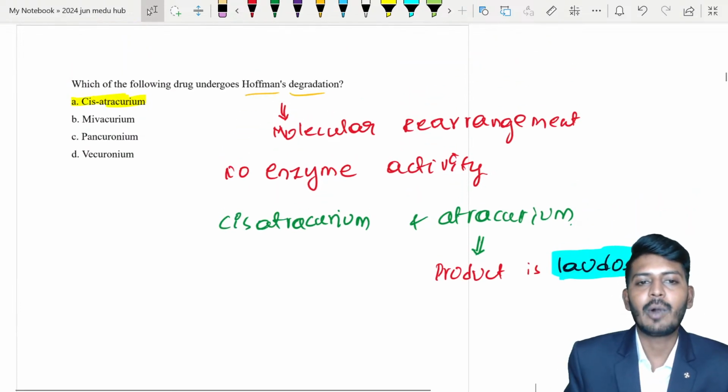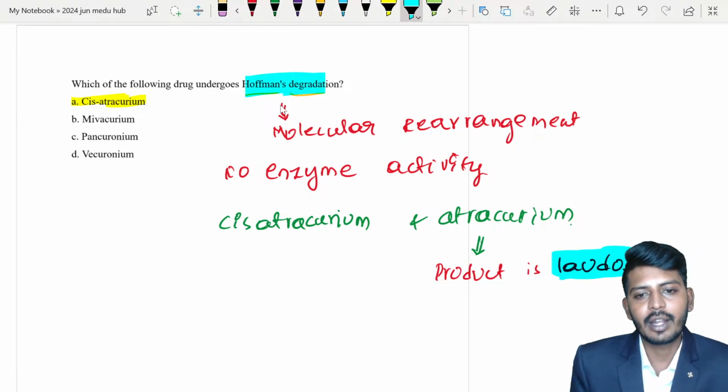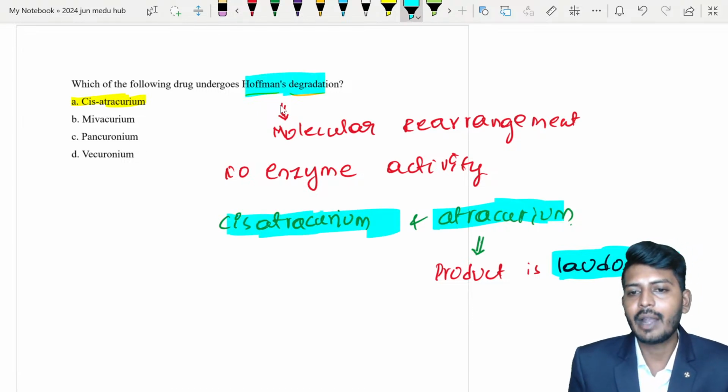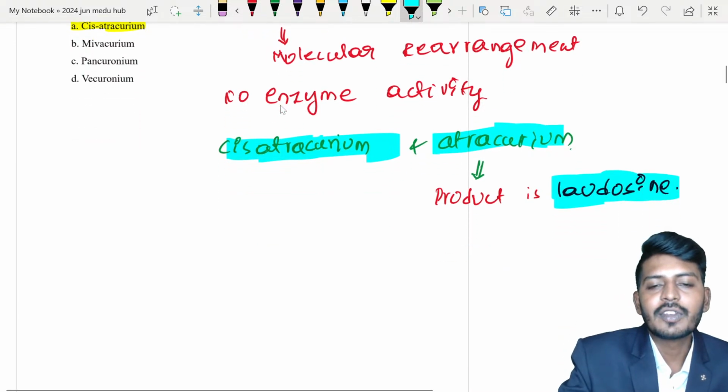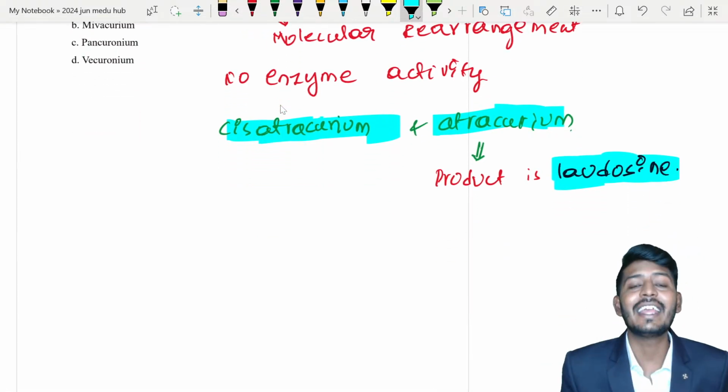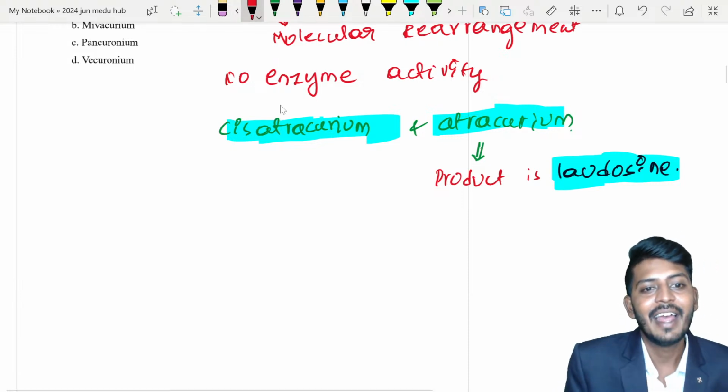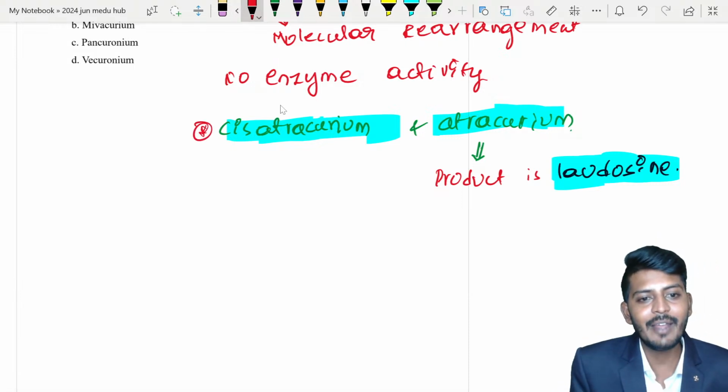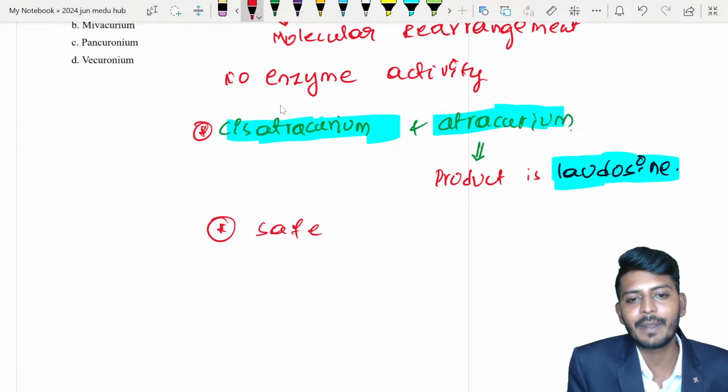Now what is the mechanism, what is Hofmann? Clear. What are the drugs which undergo it? Clear. And what is the product? Clear. तो सर अगर एंजाइम का एक्टिविटी नहीं चाहिए, it does not require enzyme activity, then what is there, sir? Then very nice. Why very nice? Because it can be safely used in liver failure patients.